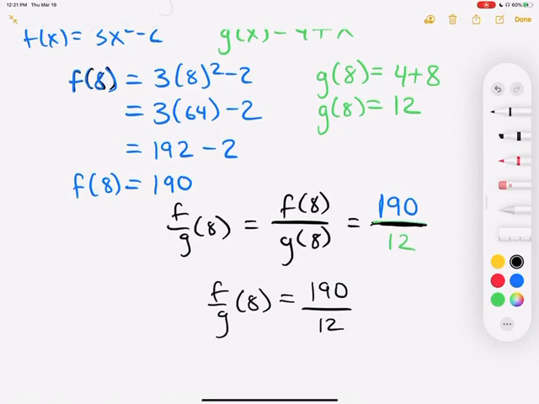So then we'll have to inspect that fraction, see if we can simplify it further, or make it simpler, right? So just by quick inspection, 190 over 12, we can simplify this to 95 over 6, and I think that'll be it. We're not able to simplify this further. So this will be the result of f over g of 8 in this case.